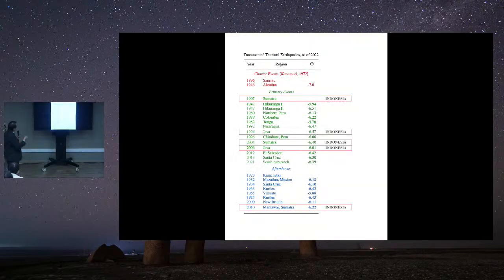So here is a list. This is a slide which I used, I'm sorry, for a talk in Indonesia, so it outlines Indonesia. But starting with the charter events that Kanamori identified in his early paper, which were historical events in Sanriku and the Aleutian Islands, we are now at about 20 or so events. In green, I'm mentioning what I call primary events, which are tsunami earthquakes which occurred as main shocks, if you wish. And in blue, I have aftershocks, which are tsunami earthquakes which occurred as aftershocks of regular earthquakes.